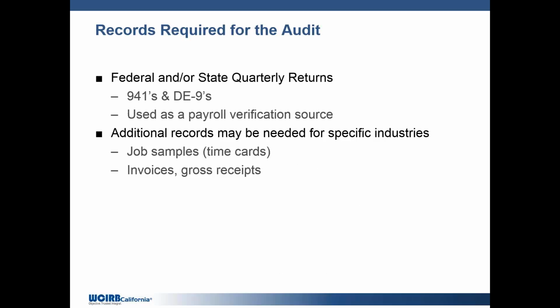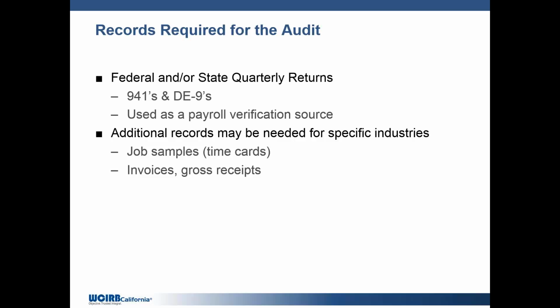In addition, they're going to look at some of the federal or state quarterly returns, and these are the 941s or the DE9s, and they're used as a payroll verification source. So what they're looking at is they're saying, here's the amount that was reported to the federal or state governments, here's the amount that's in the payroll journal, look, they match, we're good. If they see that there's a significant deviation one way or the other, they may have some additional questions for the policyholder. And so that's important to keep in mind as well.